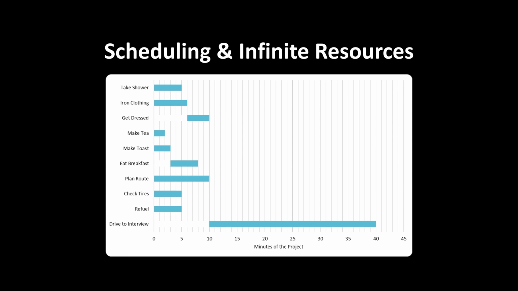So here's an example of that. Just looking at this, assuming we have infinite resources, we have at the top here taking a shower. While that is happening, somebody else can be ironing clothes, somebody can be making a cup of tea, somebody can be making toast, somebody can be planning the route, somebody can be checking the tires and refueling. So this project becomes quite truncated because we're throwing resources at it and we can do multiple things at the same time.